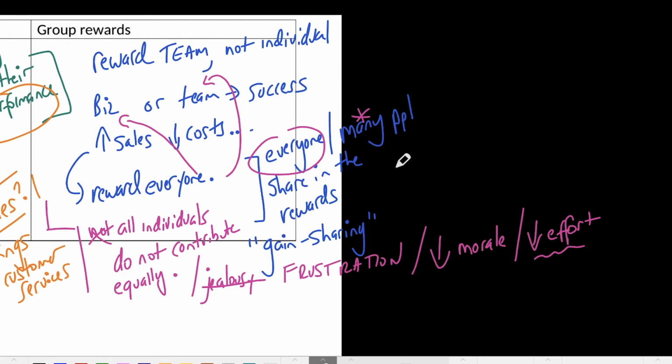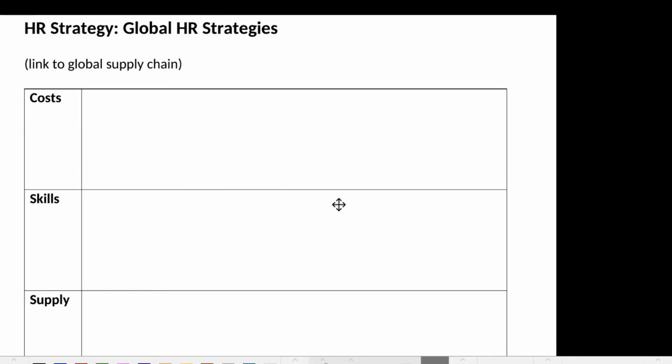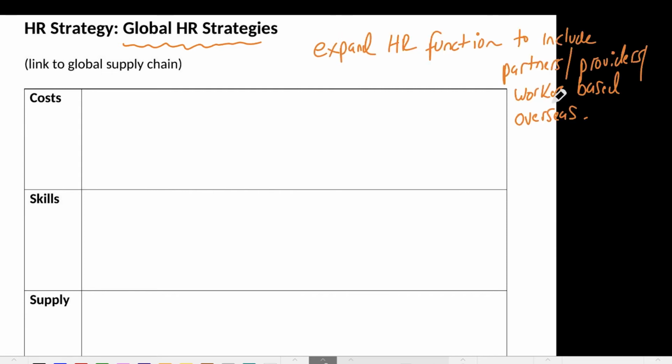Our next HR strategy is about global HR strategies. So it's kind of thinking about that what we are doing is we are trying to expand. So we are looking to expand the HR function to include partners, providers, and workers who are based overseas.